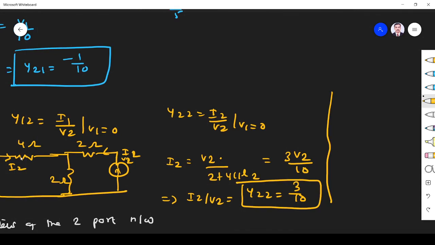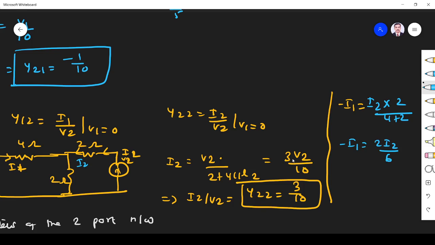This is minus I1. Sorry, this is I1. This I1 is coming inside, so minus I1. I2 is going this side. This is the total current. Here I2 goes. This is divided among these two. So I have to find the current through this resistor. So I1 is equal to total current I2 multiplied by opposite resistor 2 divided by total resistor 4 plus 2. So minus I1 is equal to 2I2 by 6.